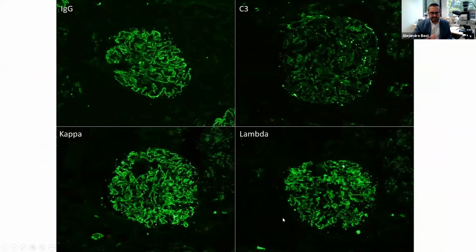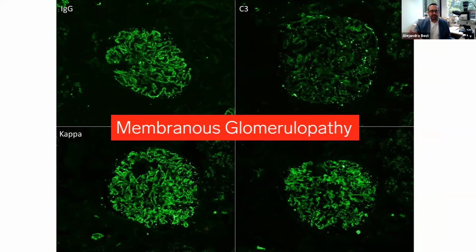Let's say I get this case. I don't know anything about the patient. I put the slide on my scope, and I see capillary wall, very granular deposits that are staining for IgG, kappa, and lambda with a little bit less C3. What am I dealing with? A membranous glomerulopathy, right? My job, obviously, doesn't end there. My job is not that easy, I promise. But at least you have a really good idea what you're dealing with, right?